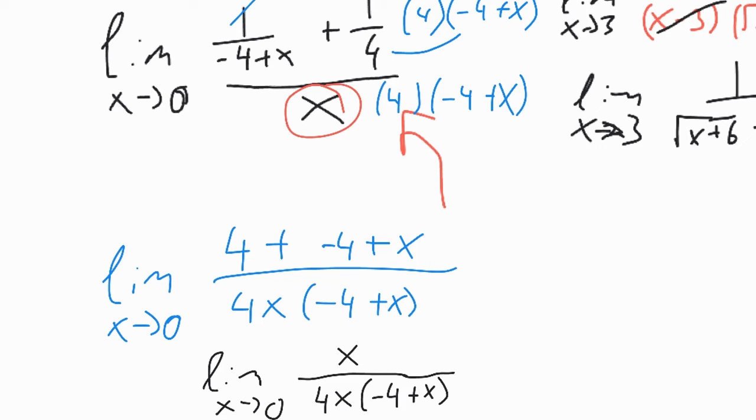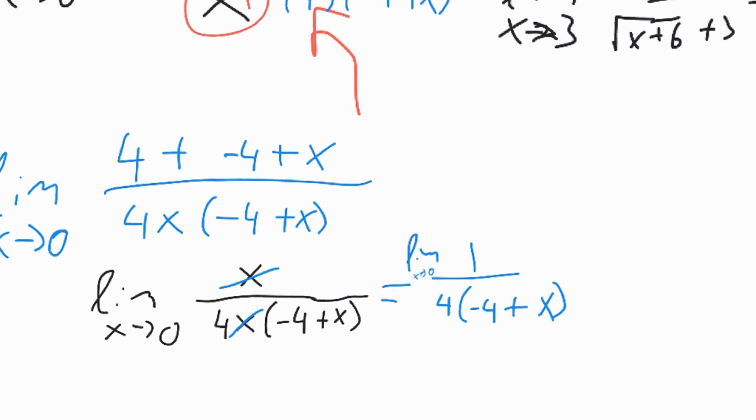Now that that happened, we can further simplify, because the x's now cancel, which is the only problem we had with the denominator, leaving you with a 1 over 4 times negative 4 plus x. Now we're free to plug in, so we are going to end up getting 1 over 4 times negative 4 plus 0, otherwise known as negative 1 over 16. Easy peasy, lemon squeezy.